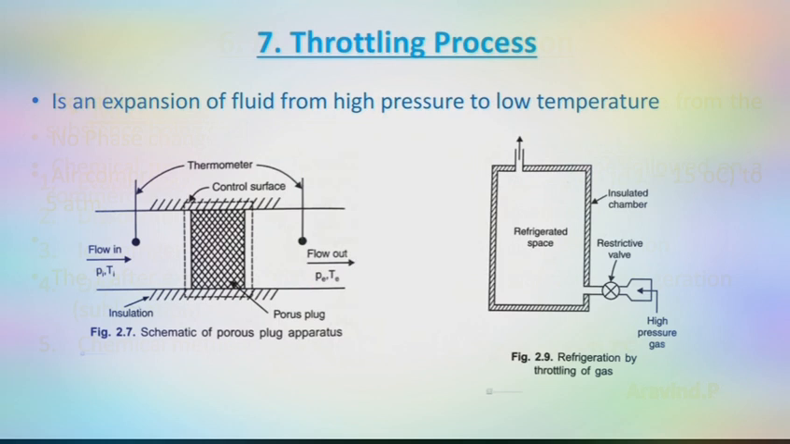The next one is the throttling process. In this process, a fluid expands from a high pressure to a lower pressure. This process occurs when the fluid passes through an obstruction, that is a partially opened valve or a small orifice placed in the fluid flow passage. Figure 2.7 shows the schematic of the porous plug experiment, which was conducted by Joule and Thomson in 1852.